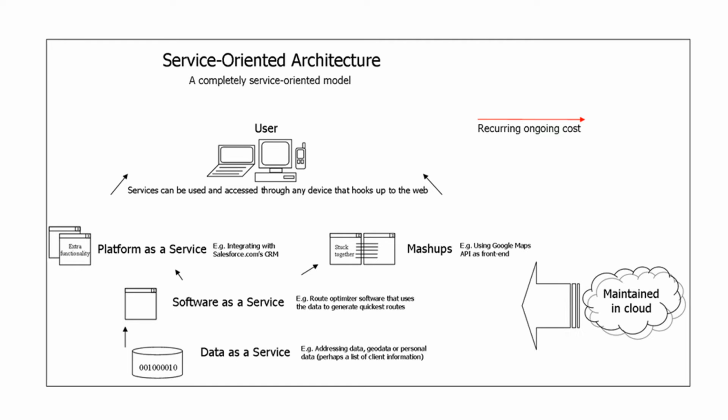Here is another view graph to understand how this service-oriented architecture works. There are users who are using the service, and service can be used and accessed through any device that hooks up to the web service, and all the database is maintained in the cloud, where data as a service addresses data, geodata, or personal data. Software as a service, which is route-optimized software, uses the data to generate quick routes. And platform as a service provides the integration.